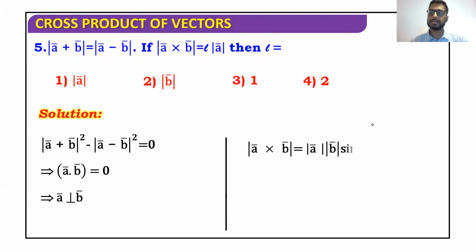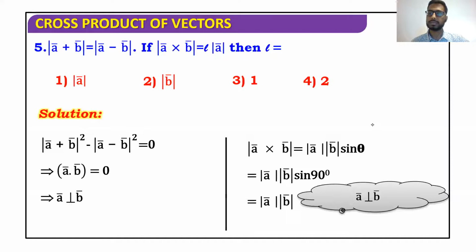If my angle is 90 and I apply my cross product, I can say that my cross product formula is ab sine theta. Instead of theta, I substitute 90. So that is equal to ab. However, in my question, it is given that a cross b is equal to L into magnitude of a. And we got the value of magnitude of a into magnitude of b. So compare. Instead of L, we have magnitude b. Therefore, the answer should be L is equal to magnitude of b.